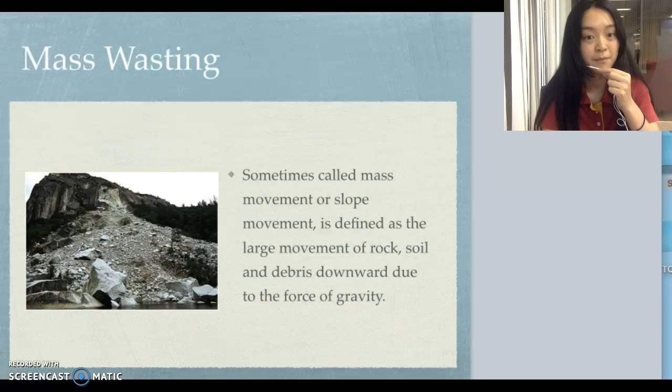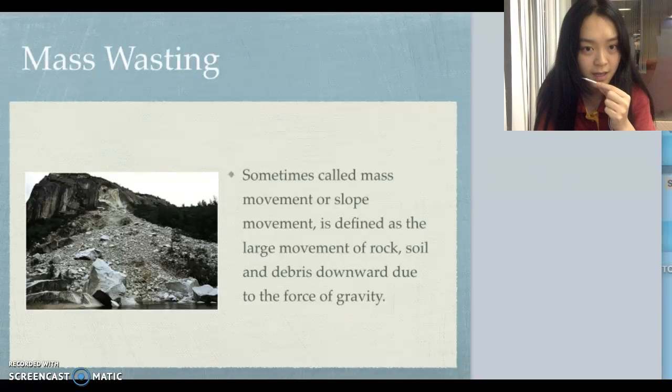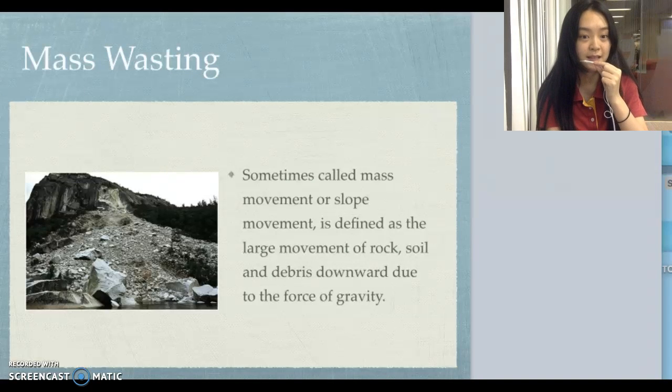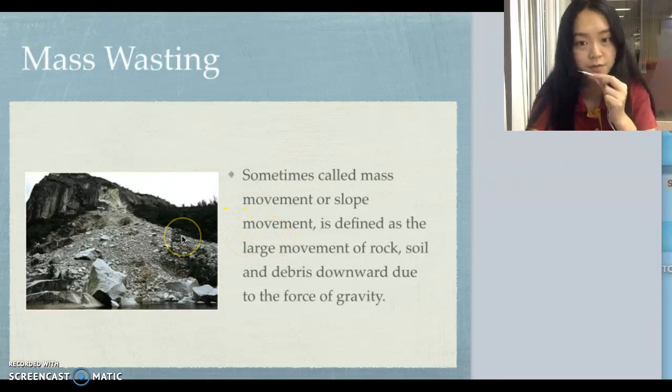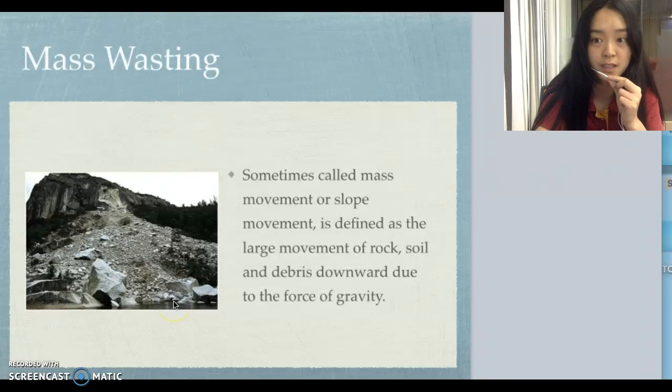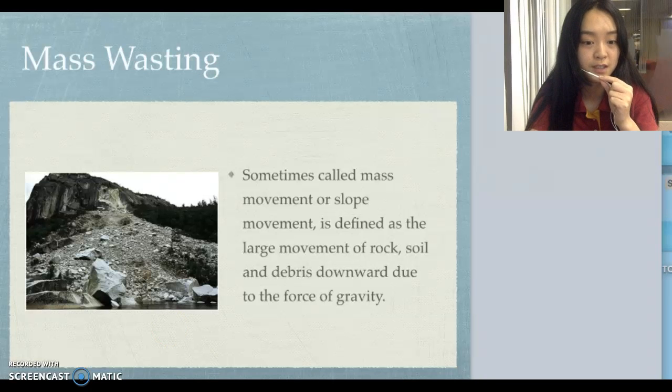And the next one, the mass wasting. This is very similar to the landslide because it's also a slope movement of rocks or debris because of the force of gravity. Sometimes this word is interchangeable with landslide, but it is not as limiting as landslide because it allows for many different kinds of triggers.